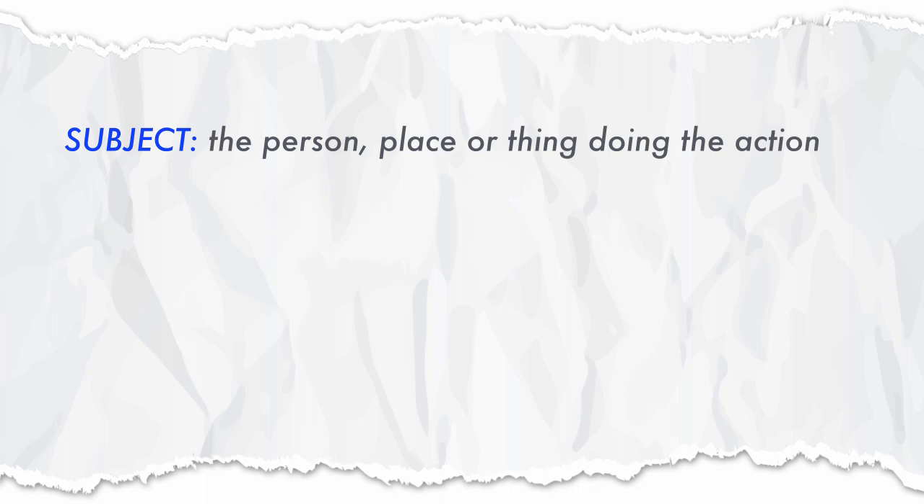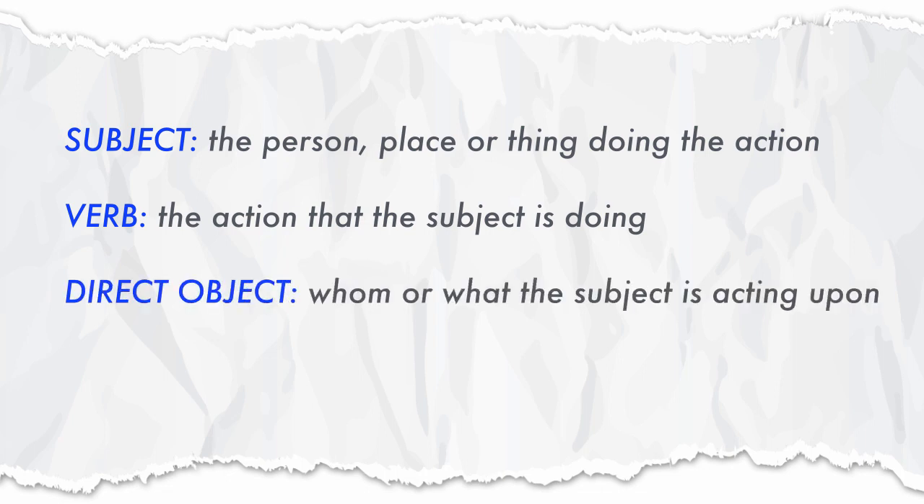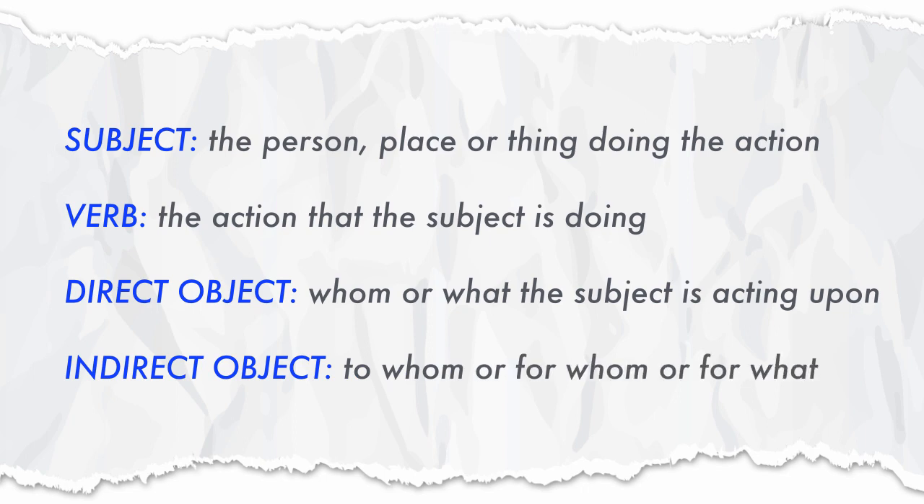Okay, so I want you to remember the subject is the person, place, or thing doing the action. The verb is the action that the subject is doing. The direct object answers whom or what the subject is acting upon. And the indirect object answers to whom or for what the subject is doing the action.